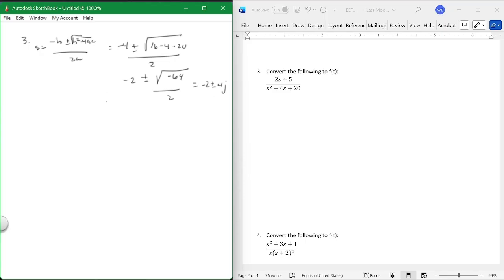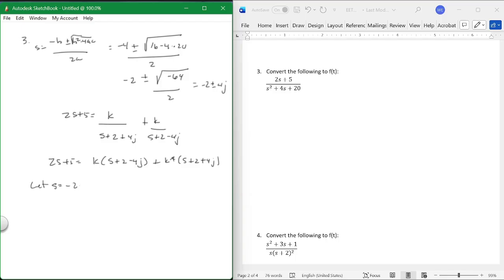So now we go to work with 2s plus 5 is equal to k over s plus 2 plus 4j plus k over s plus 2 minus 4j. So you cross multiply this one. 2s plus 5 is equal to k times s plus 2 minus 4j plus k star times s plus 2 plus 4j. Let s equal minus 2 minus 4j.